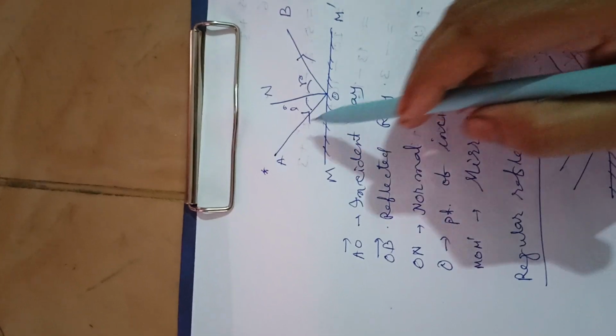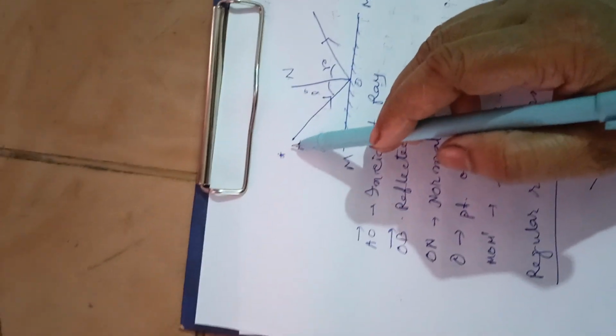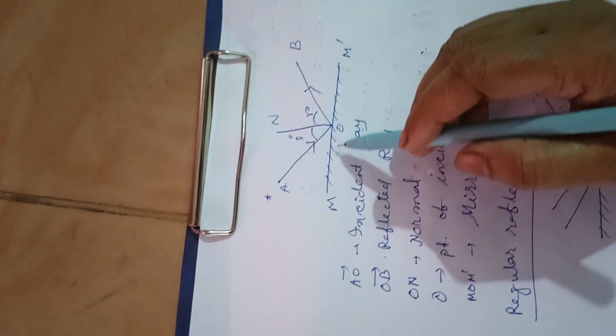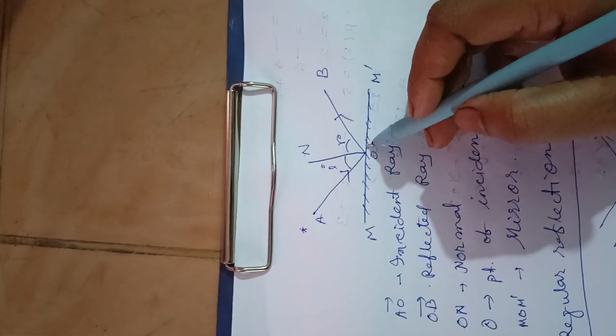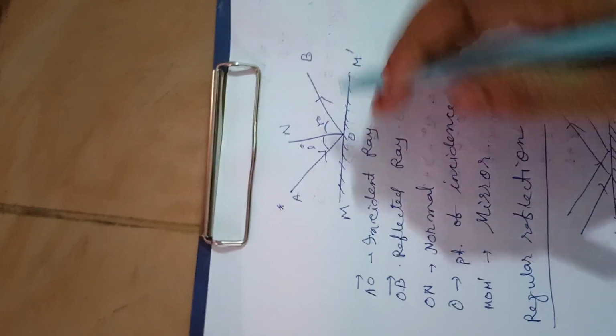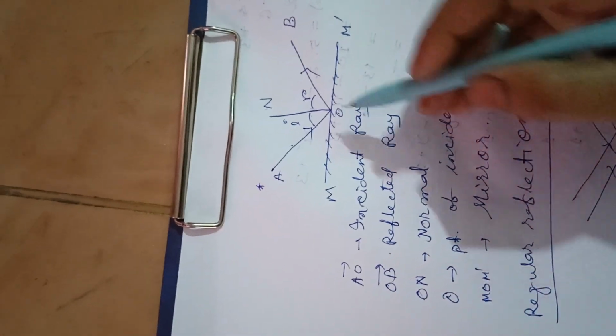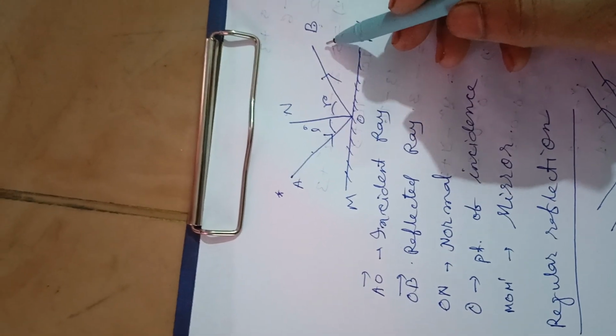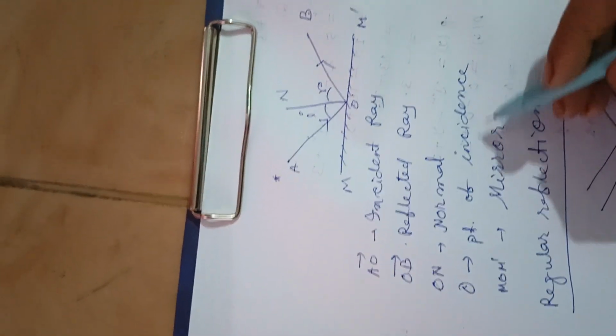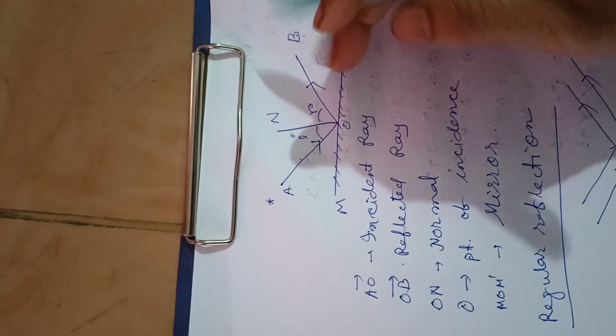Suppose this is a source and from this a light comes. This is a mirror M dash, and after striking the mirror, it goes in this direction. This is the incident ray. AO is the incident ray, and OB is the reflected ray. O is the point of incidence, and ON is the normal.